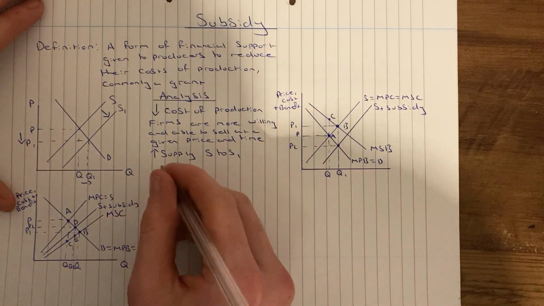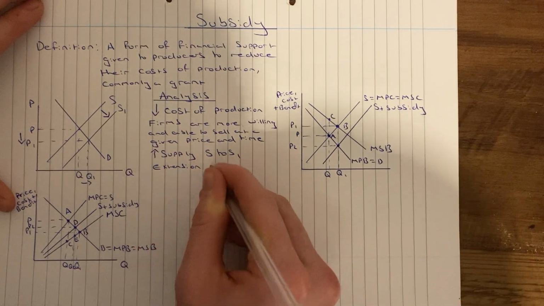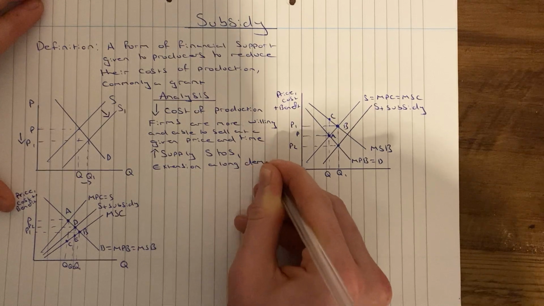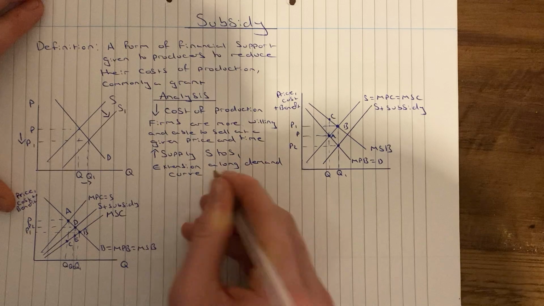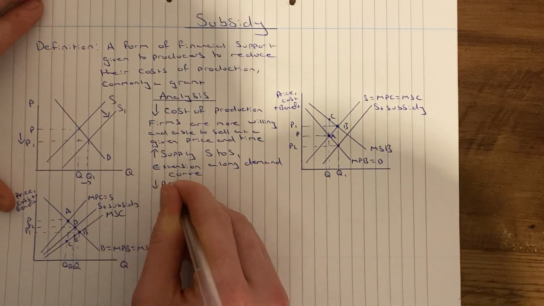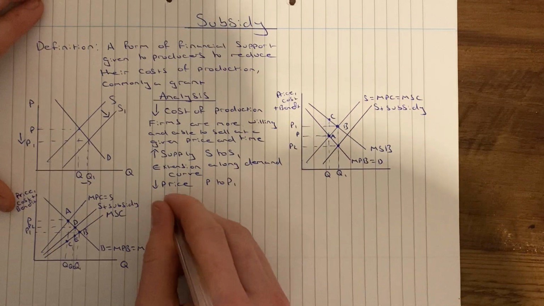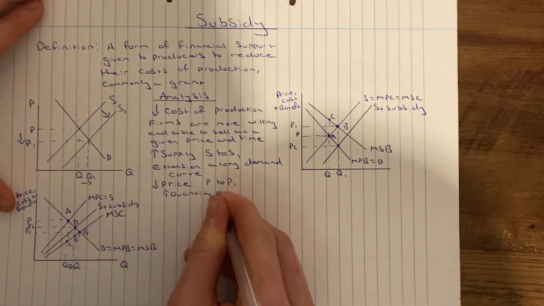Okay. And we see an extension along the demand curve. And with that extension along the demand curve, as a result of the increase in supply, we see a fall in price from P to P1, and we see an increased quantity from Q to Q1.